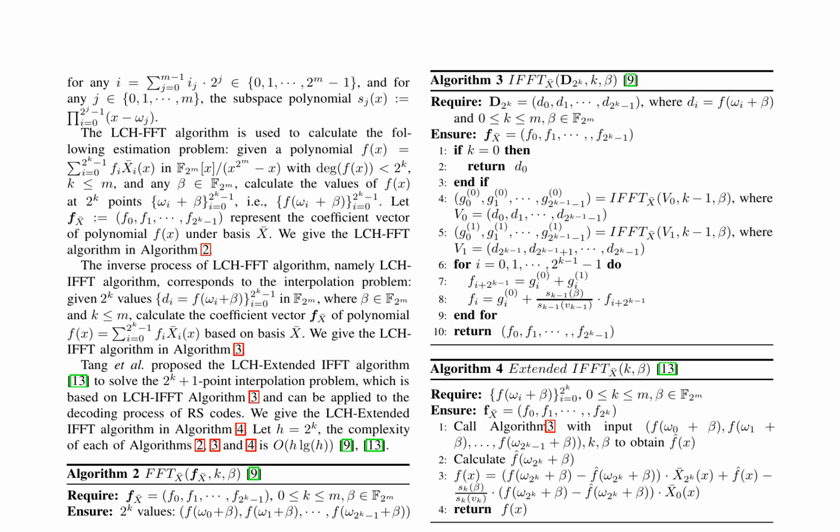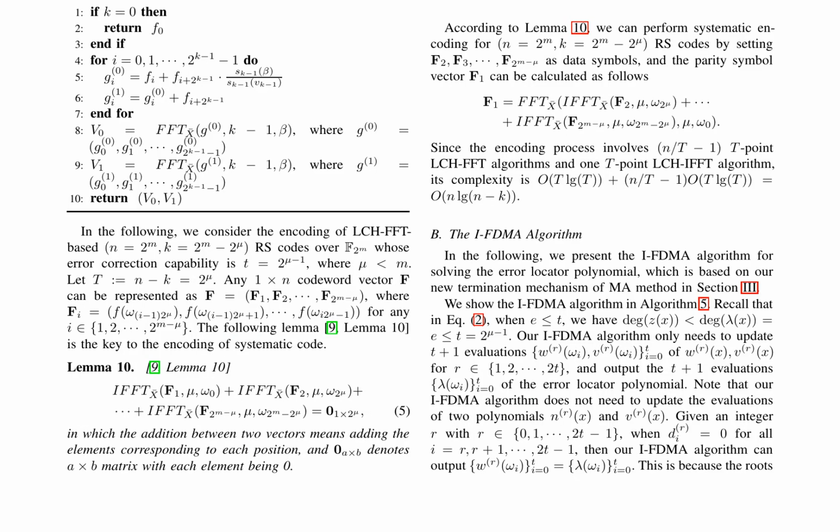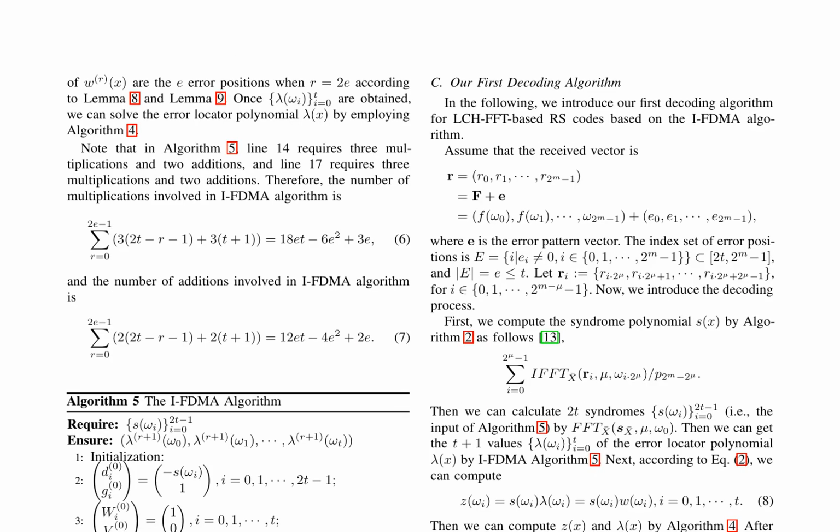The research paper discusses the encoding and decoding of LCH-FFT-based RS codes. It begins by explaining the LCH-FFT algorithm, which is used for encoding and decoding. The paper then presents the LCH extended IFFT algorithm, which is used for the decoding process. The encoding process involves the use of the LCH-FFT algorithm and one LCH-IFFT algorithm, resulting in a complexity of O(n lg(n-k)). The decoding process involves the use of the IFDMA algorithm, which has a complexity of O(t lg t) for error locator polynomial calculation and O(n lg(n-k)) for syndrome polynomial calculation.